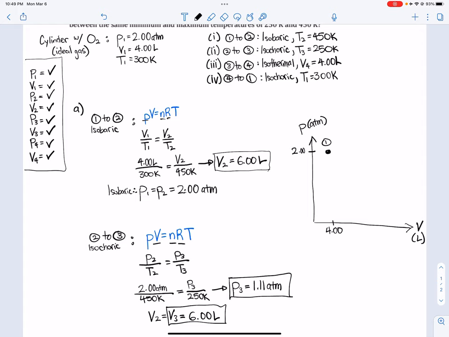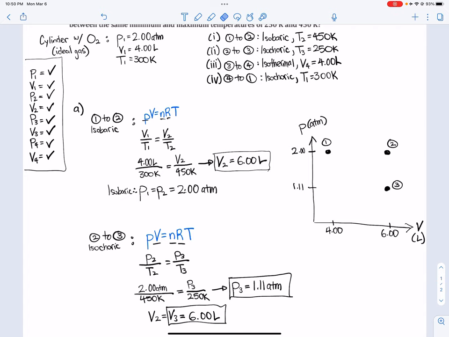Pressure at state 2 is also 2 ATM. So it's isobaric, it doesn't change, constant pressure. My volume, however, is 6 liters. So we'll put that right here, going up. So this is state 2. All right. Then state 3, we have the volume is 6 and the pressure is 1.1. So 1.1 would be somewhere in here. So 1.11 ATM with a volume of 6 liters, so that's right about there. So that's state 3.